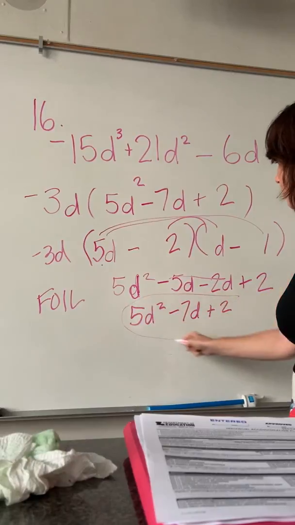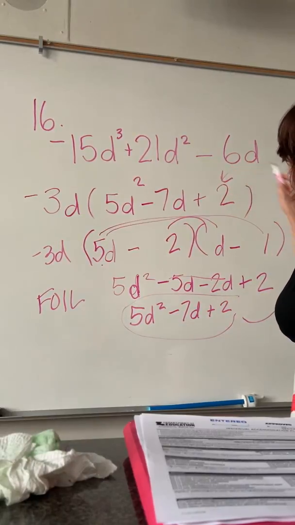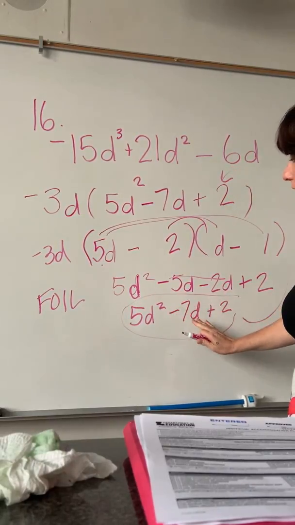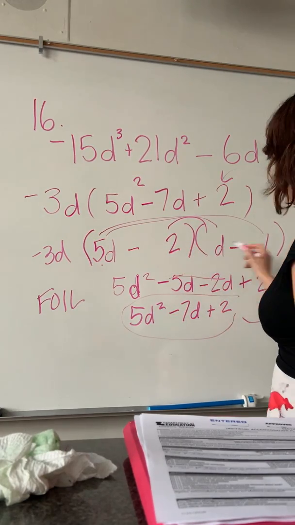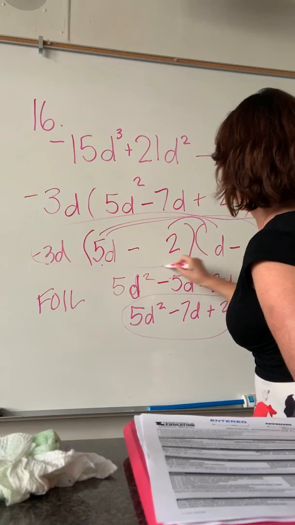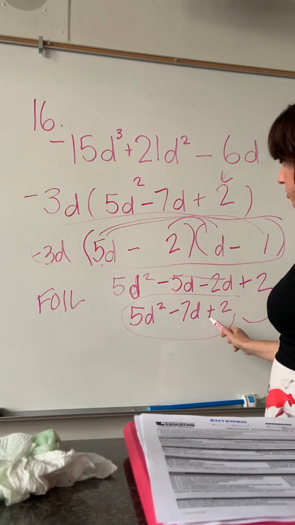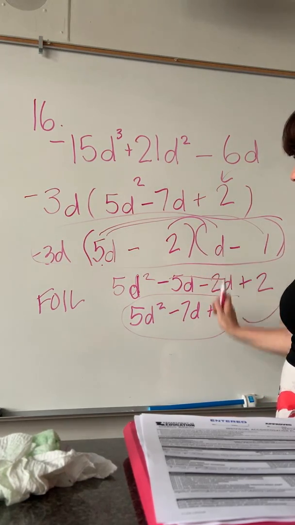And look what we have here. We have exactly what we wanted to right here. So this FOIL process is only used, it's not solving the problem, it's just checking. This is your solution. This is just how we make sure that what we did up here was correct.